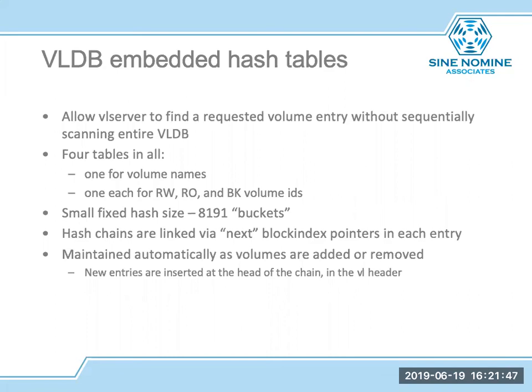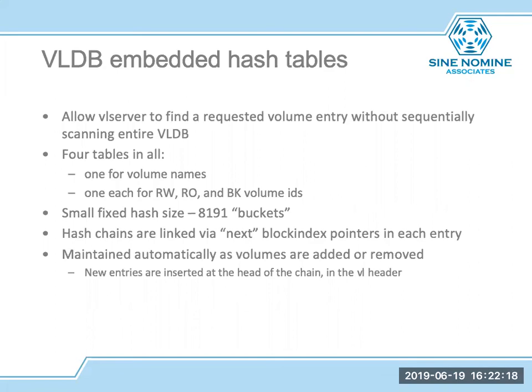Again, these are at the beginning of the VLDB in a fixed size and a fixed place within the VLDB. So there's one for volume names, and there's one each for RO, RW, and backup volume IDs. So 4 tables altogether, they're all the same size. And what they store are simply offsets into the 2 GB maximum VLDB. So a 32-bit integer, that's where the 2 GB comes from.